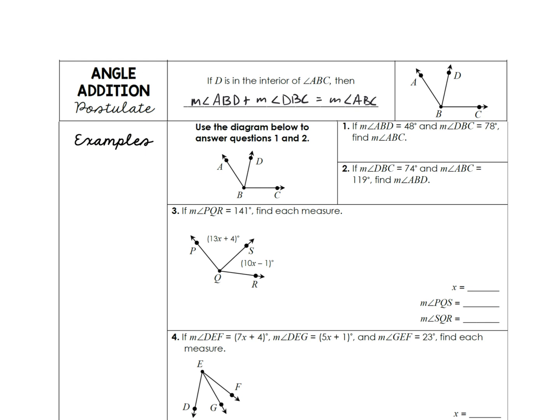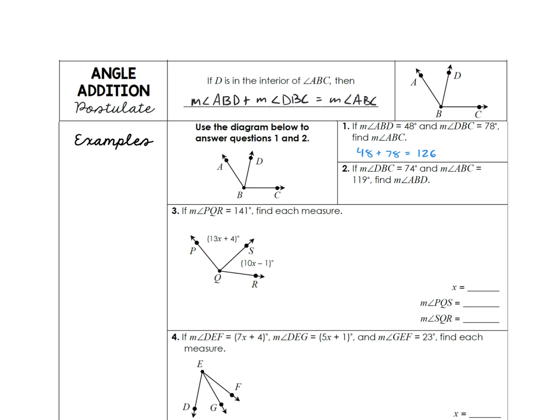So let's do some examples. In this first one, if the measure of angle ABD is 48, and the measure of angle DBC is 78, then find the measure of angle ABC. So piece plus piece equals the whole thing. So 48 plus 78 is equal to 126. So the measure of angle ABC is 126.